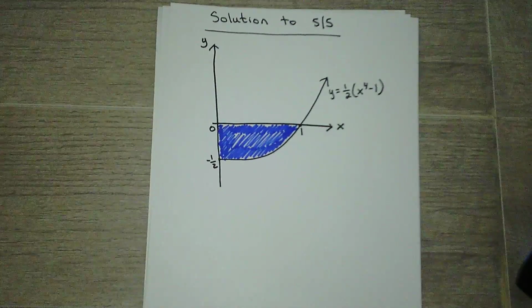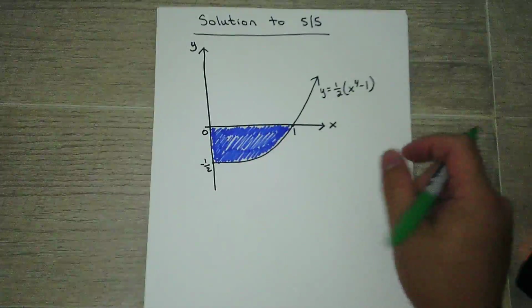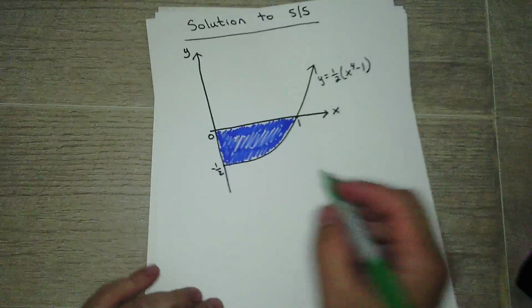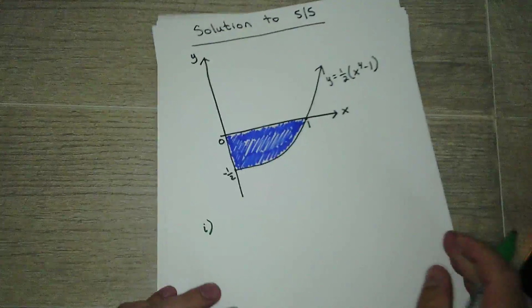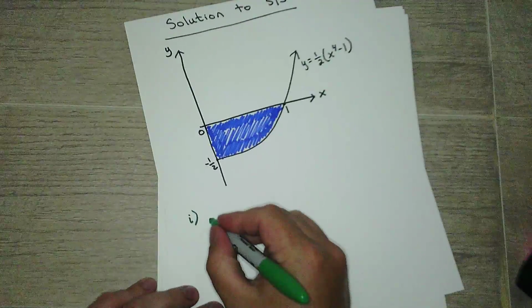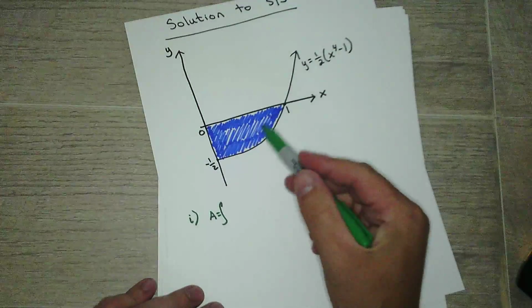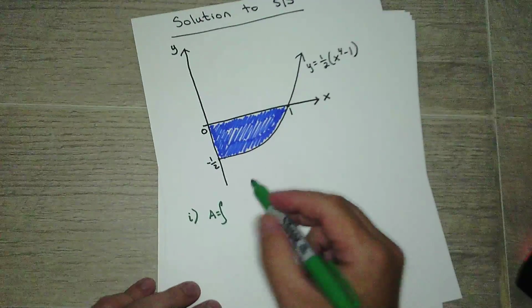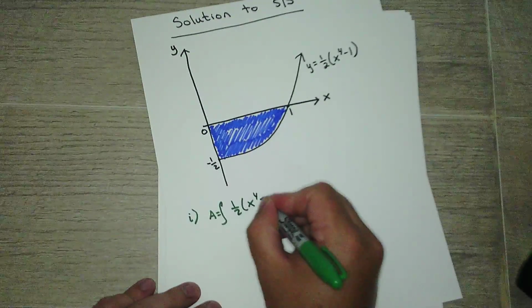Okay, class, so I'm going to go over the solution to the problem that I gave you yesterday. Part I asks to find the area of the shaded region. So the area is just integrating the curve. So it's going to be 1/2 x to the 4 minus 1.